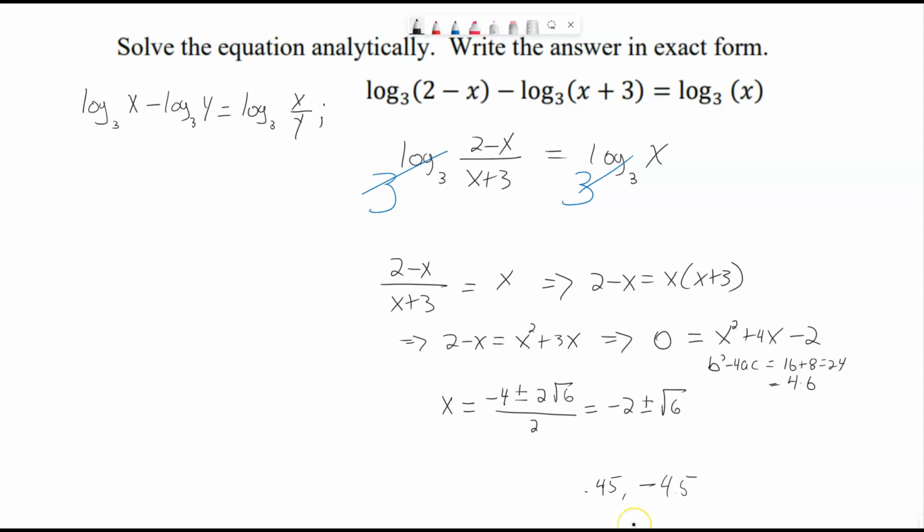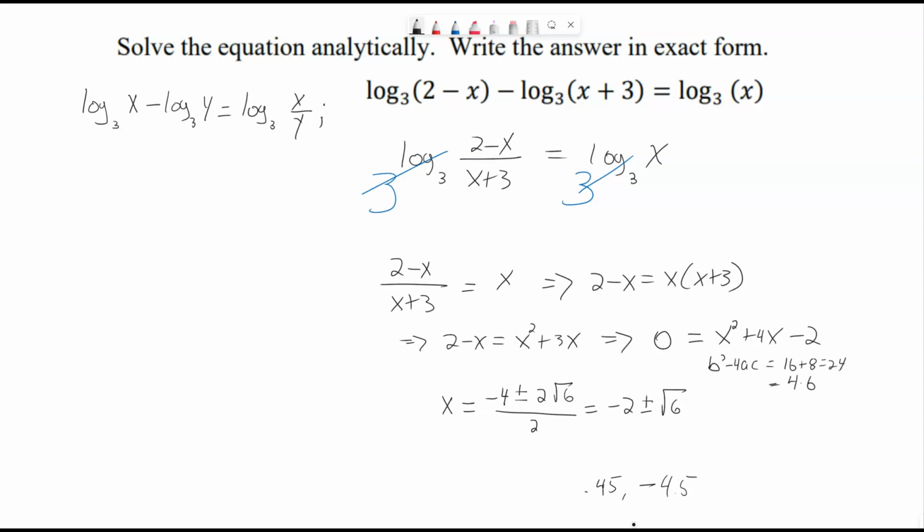So if we were to plug these in, here we have 2 minus x. That would be 2 minus 0.45. That's a positive number. That's in the domain. 2 minus negative 4.5 is also a positive. So far, these would both work in our first expression.